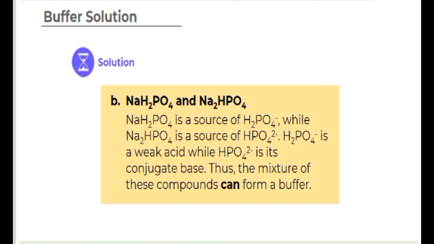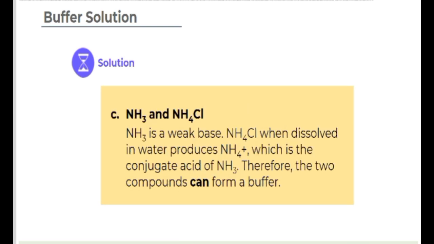B. Sodium dihydrogen phosphate is a source of dihydrogen phosphate ion, while sodium hydrogen phosphate is a source of hydrogen phosphate ion. Dihydrogen phosphate is a weak acid, while hydrogen phosphate is its conjugate base. Thus, the mixture of these compounds can form a buffer. C. Ammonia is a weak base. Ammonium chloride, when dissolved in water, produces ammonium ion, which is the conjugate acid of ammonia. Therefore, the two compounds can form a buffer.